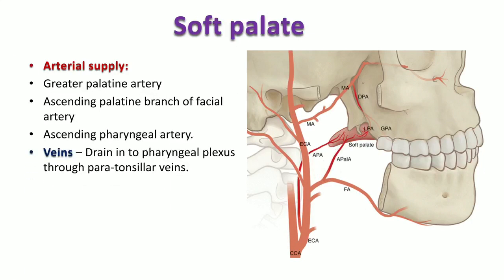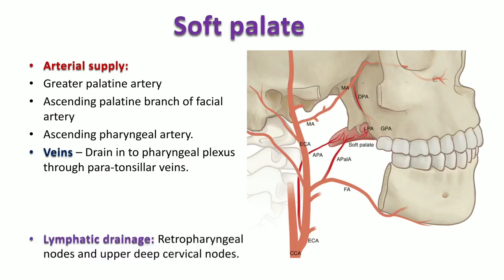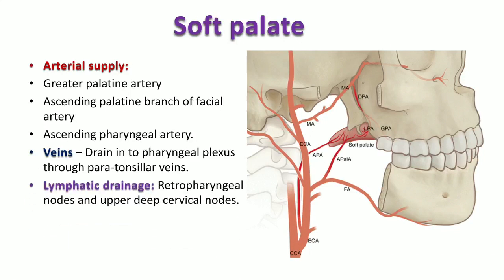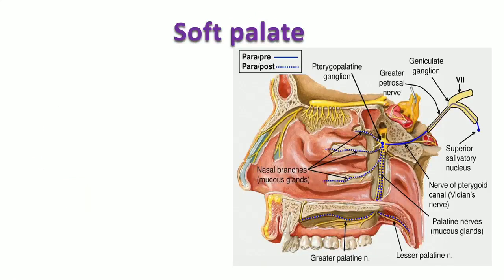Okay, then veins drain into the pharyngeal plexus via the paratonsillar veins, and lymphatics mainly into the retropharyngeal nodes, and from there they go to the upper cervical nodes. Okay, so next, coming to the nerve supply. So 5 pairs of muscles are there in the soft palate.